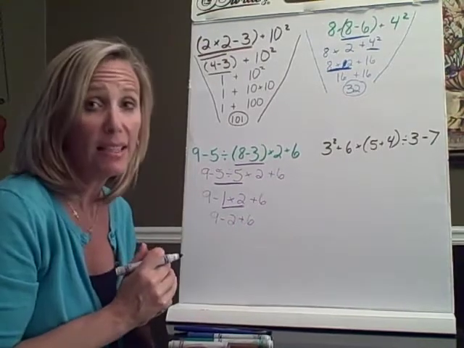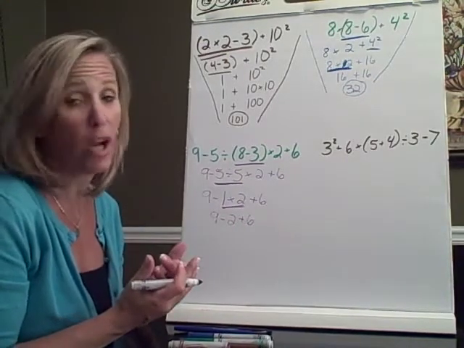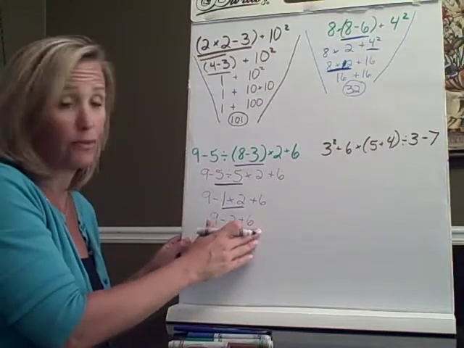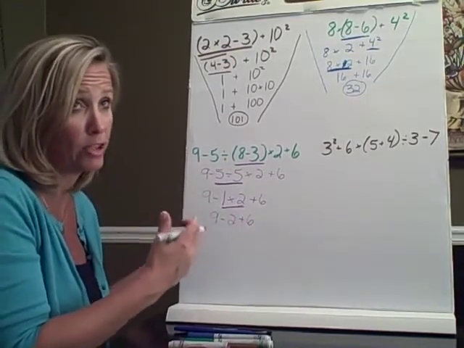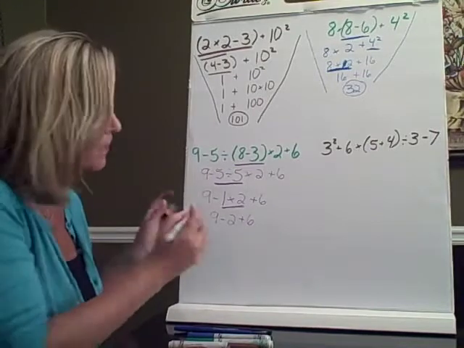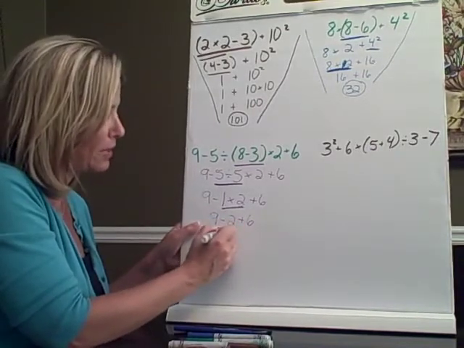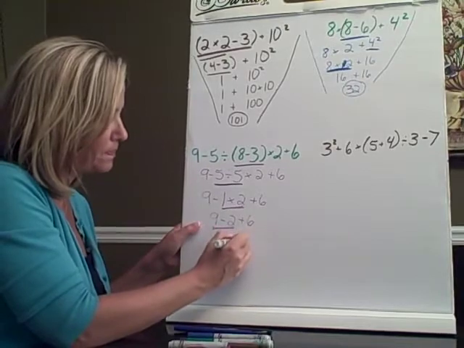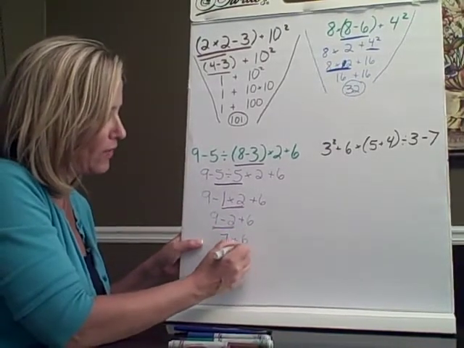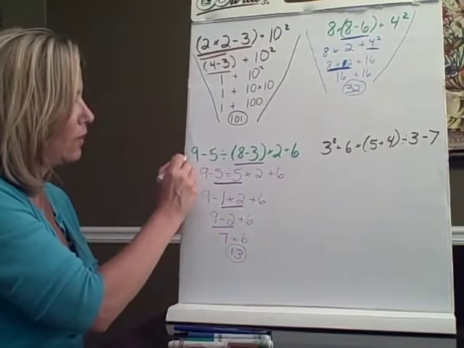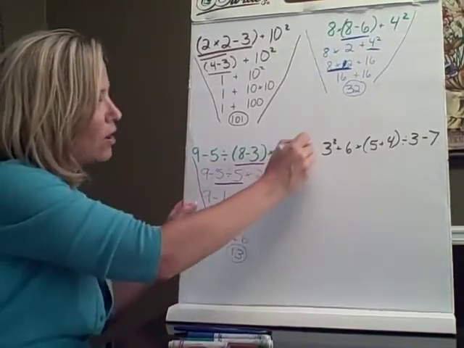Now I'm down to my last step, which is addition and subtraction. And once again, I work left to right. I don't do the 2 plus 6 first. Even though it's addition and subtraction, it's addition and subtraction together. So I'm going to underline my 9 minus 2, which is 7, plus 6. And my final evaluation is 13. And wow, it's a long one.